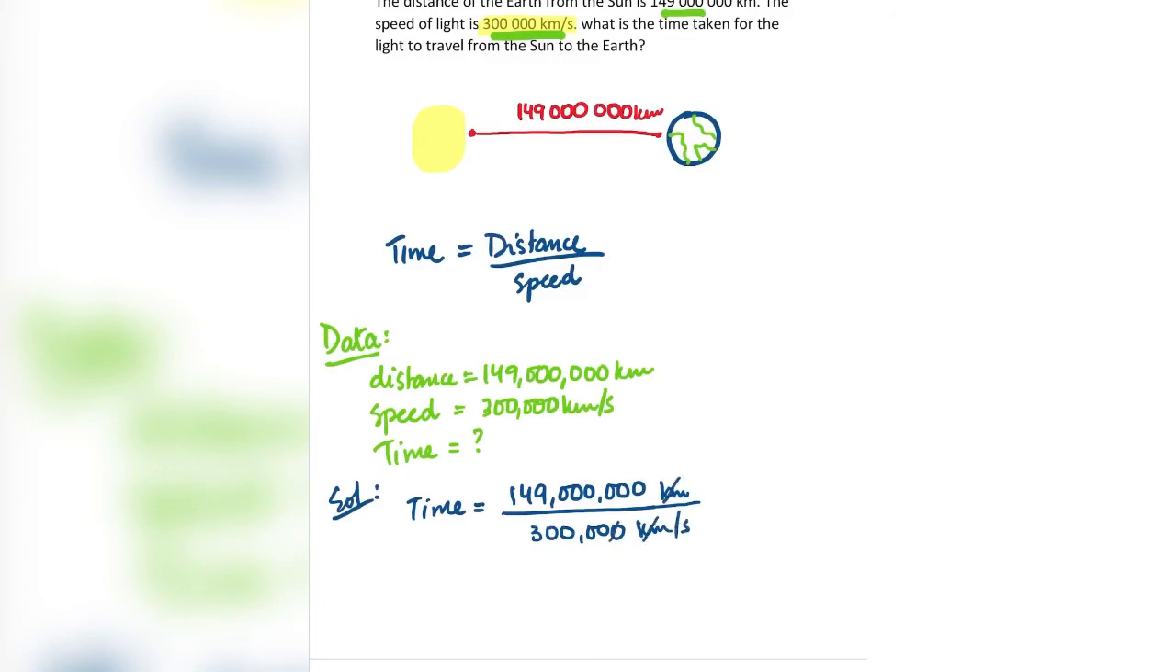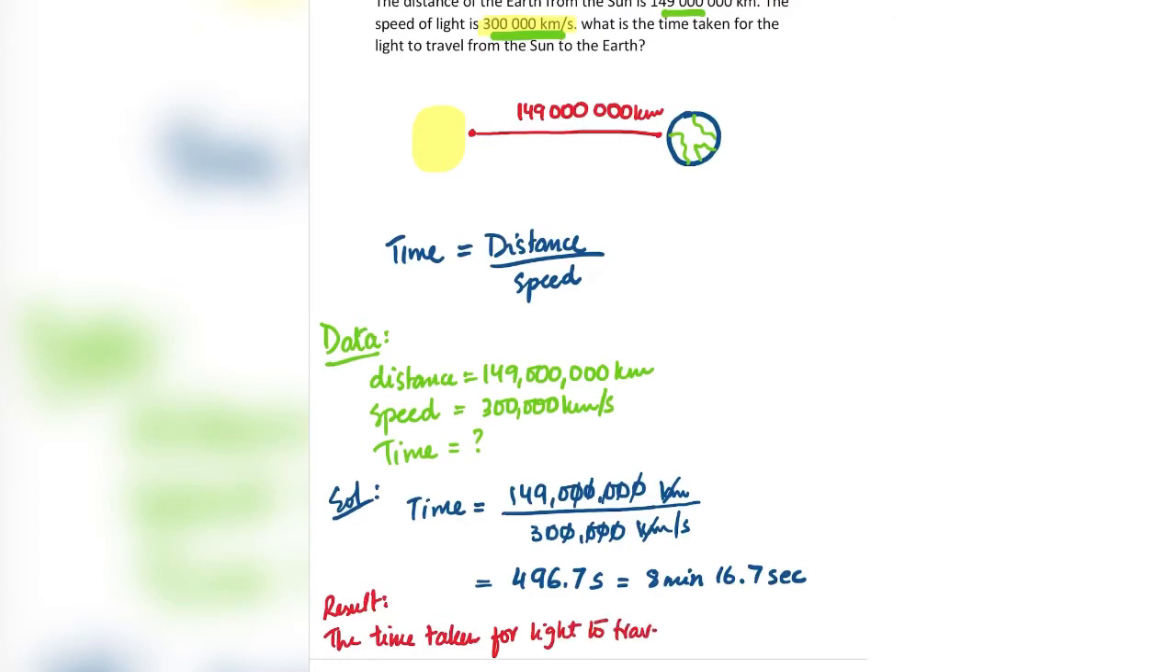Kilometer and kilometer cancel, zeros and zeros cancel, and the answer that we have is 496.7 seconds. And if we convert it into minutes, we will get 8 minutes and 16.7 seconds. Okay, and the result we can easily say is that the time taken for light to travel from sun to earth is 496.7 seconds.